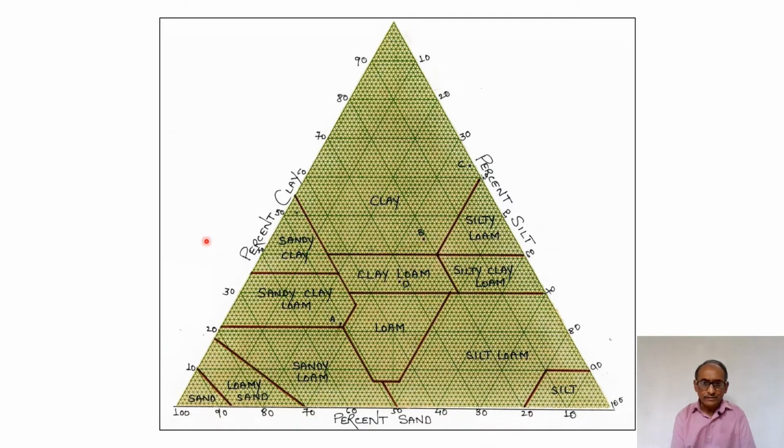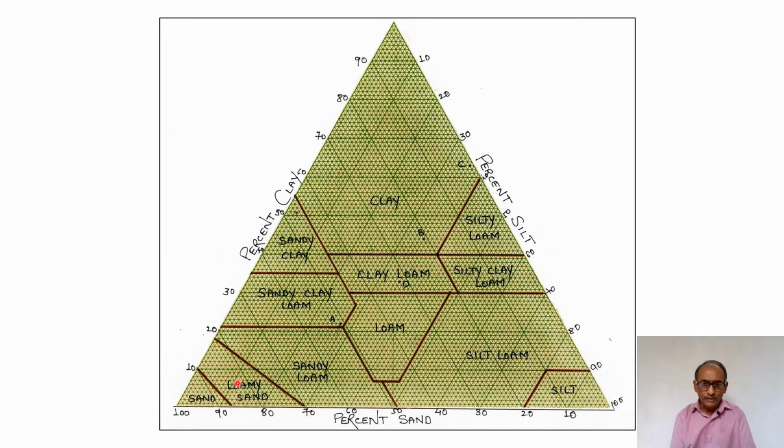This is the percentage of clay. Okay, and here again you will find it is 0% clay. Then you have 10% of clay, so 10% of clay means this particular line, 20% of clay means this particular line. Okay, and similarly this is silt. So here it is from 0% to 100%, and here you will find these lines, this is the 10% of silt.